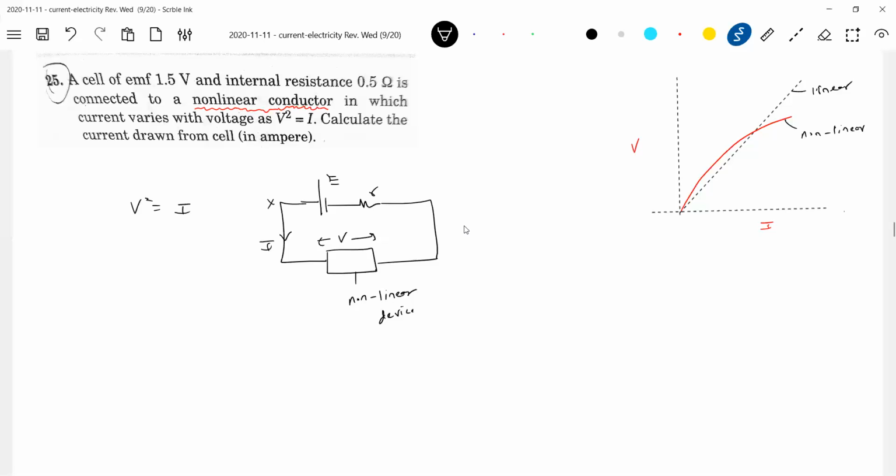Now, can we take this as XY, terminal voltage? So that Vxy is what we know. So what is Vxy? Current will flow from positive to negative. Vxy minus E plus IR minus Vy equals 0. So Vxy is equal to E minus IR. So I'll substitute in this equation 1.